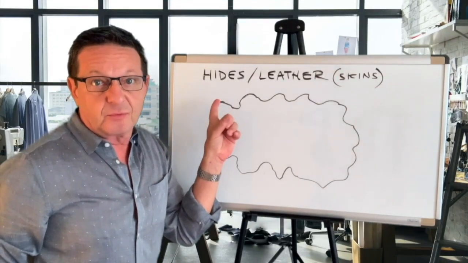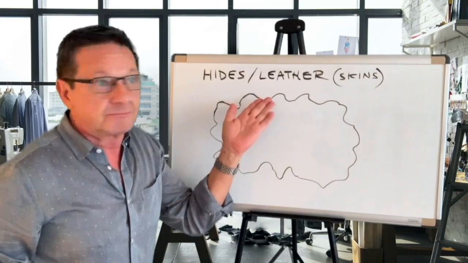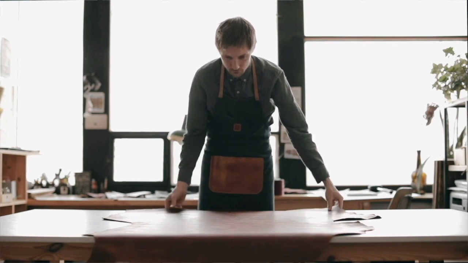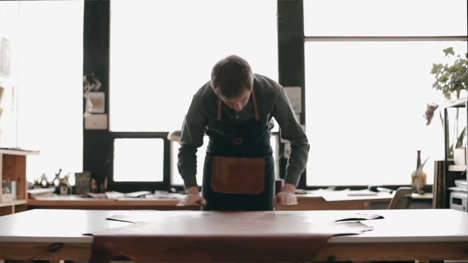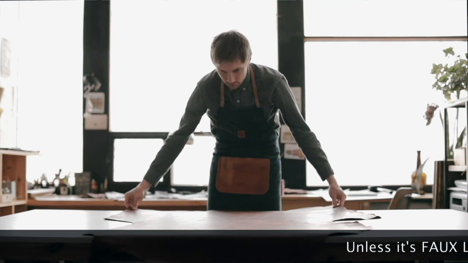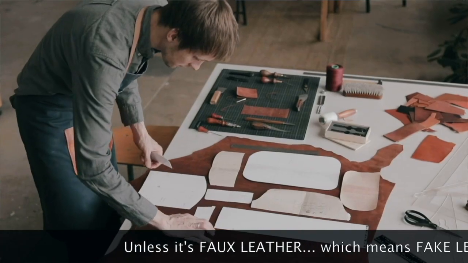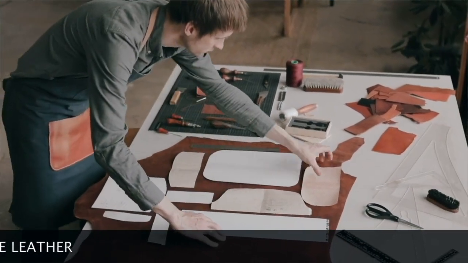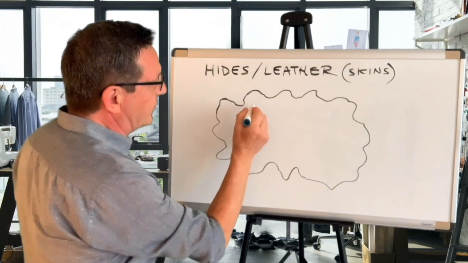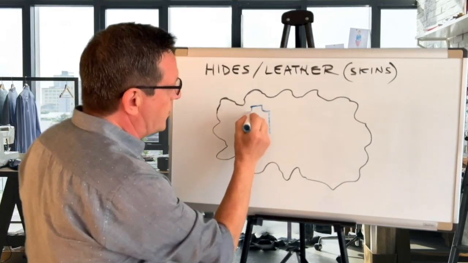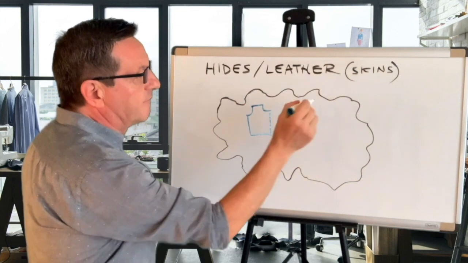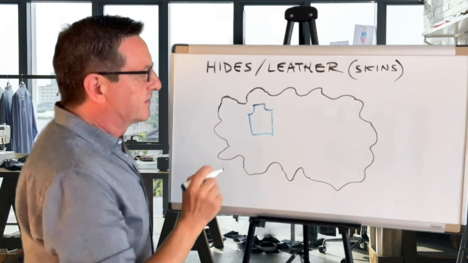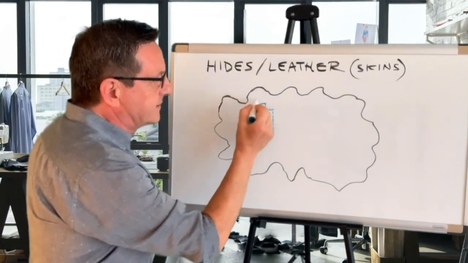Okay, hides, which is another word for leather or skins, right? Unlike fabric, which comes in rolls, skins don't come in rolls. It's the skin of an animal, right? It has an irregular shape. So which means that when you lay down your patterns, you have to work within the shape of the skin. So what happens in these situations is that a lot of waste occurs.